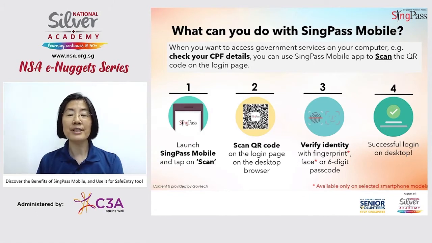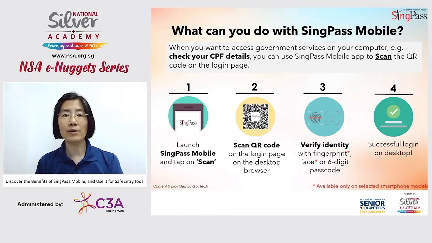So the first step is you launch the SingPass mobile app and then look for the scan button on the home page. Tap on scan, it will open up a QR code reader window, and point that window at the QR code that is displayed on the government website login screen on your desktop computer. So the example here on the screen is to go into the CPF website to check on the account details.